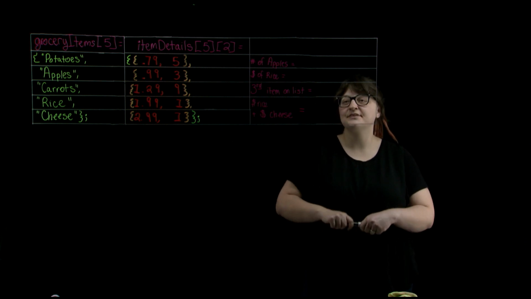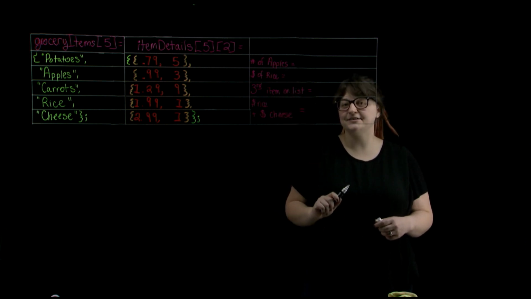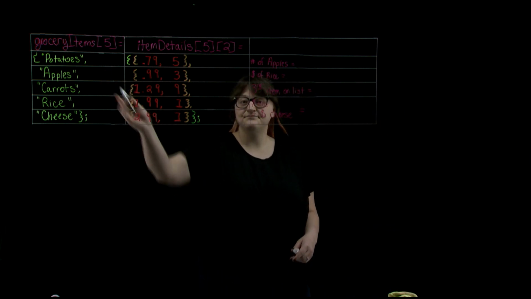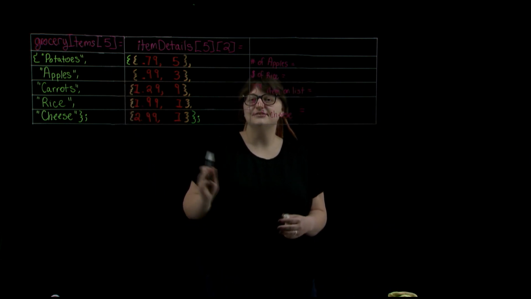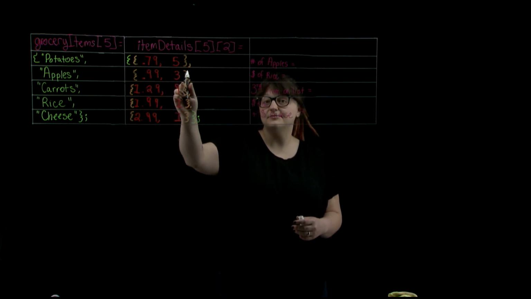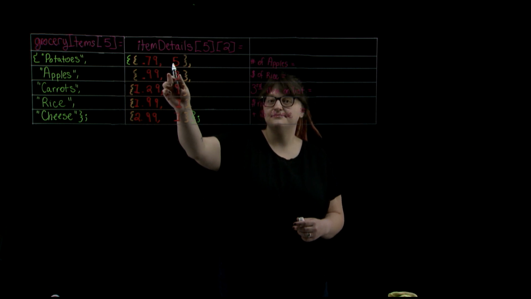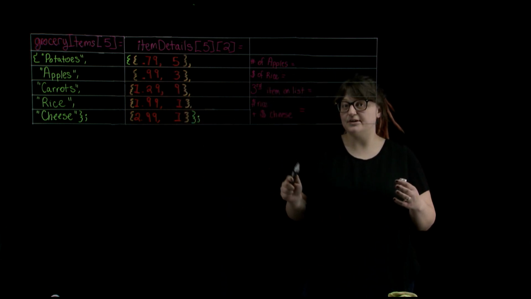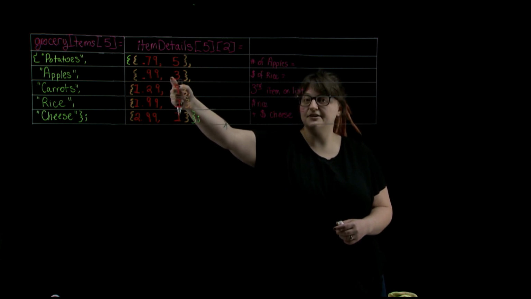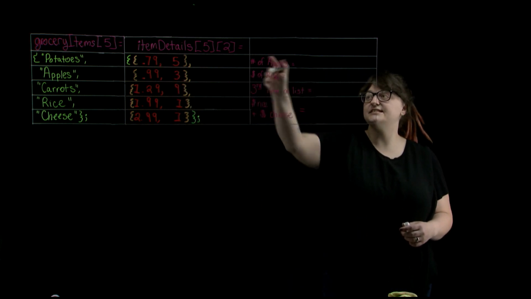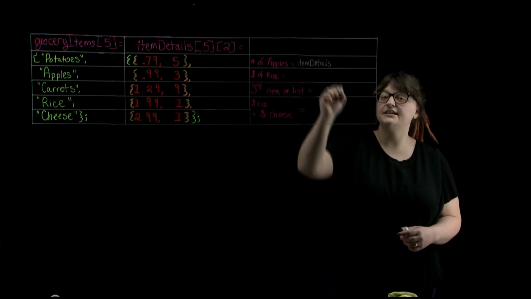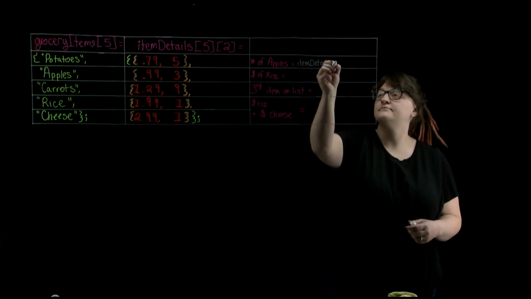So first, how many apples do we need? We know that apples is the second item in our list, so that's going to be index 1, and then we need to go over to our second column to get the quantity. So that's also index 1. So in order to call our quantity of apples, which is right here, we need our item details array, index 1, 1.